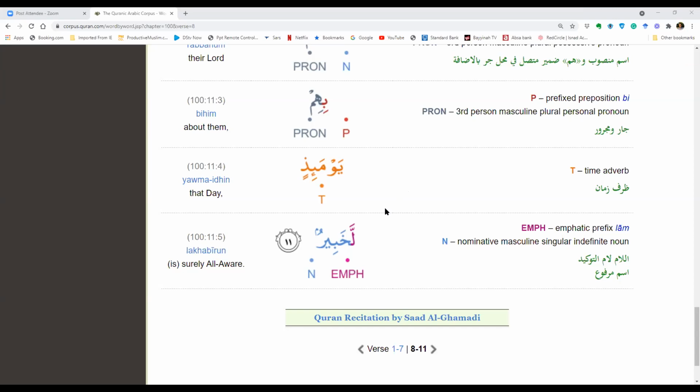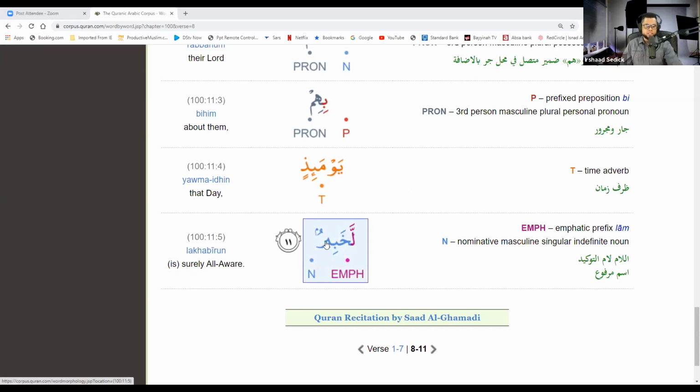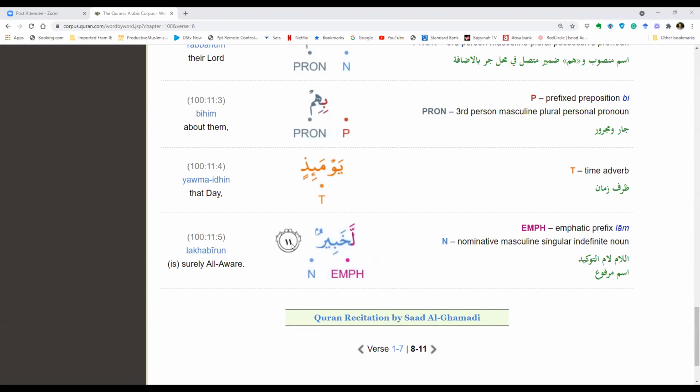Okay. So khabirun is first and foremost in halatul raf, and that you can see very clearly because of the dammatain. And that's your first giveaway that it is a khabar of inna. And then the second one is your lamu tawkid, because often the khabar of inna is introduced as such. Inna rabbahum bihim yawma idhil la khabir. La khabir is your khabar of inna.